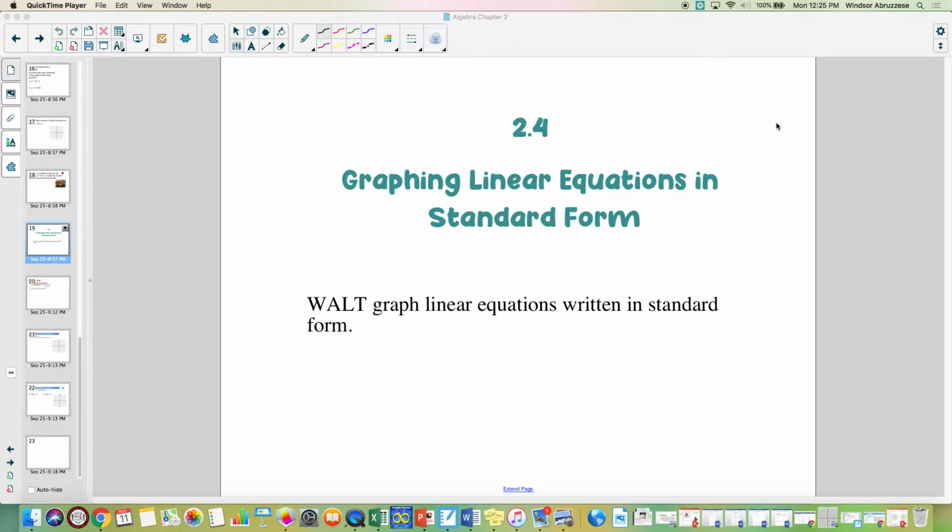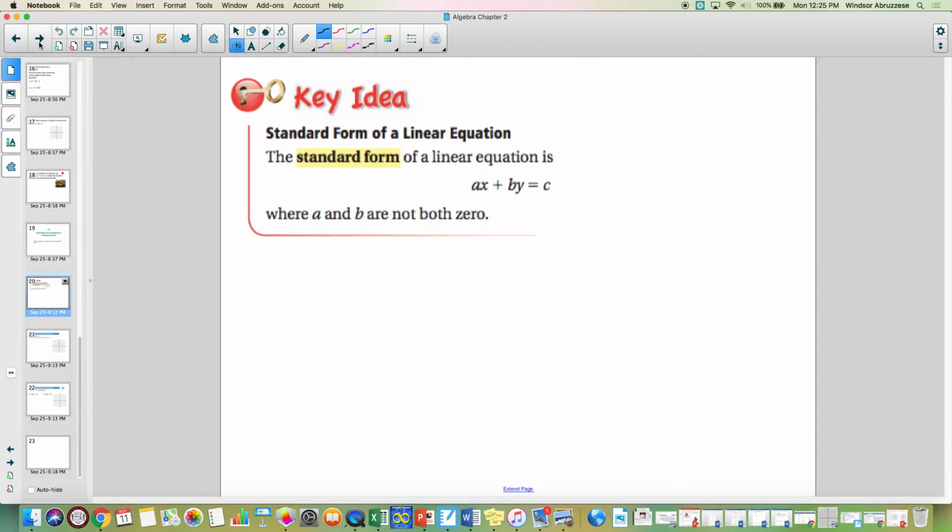2.4 is graphing linear equations in standard form. The learning objective is we are learning to graph linear equations written in standard form. So standard form of a linear equation looks like this: ax plus by equals c.